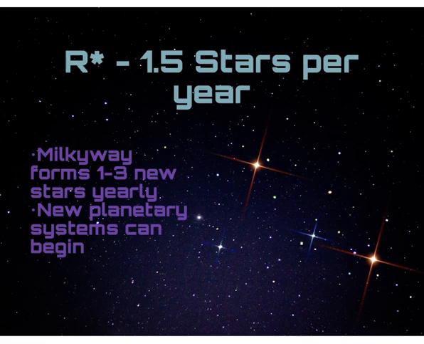The first part of the equation is R*, which is the rate of star formation in the Milky Way. Based on modern observations, astronomers estimate that our galaxy forms about 1.5 new stars per year. Many of these stars form in clusters surrounded by disks of gas and dust where planetary systems can begin to form. This number tells us how many chances per year the galaxy gets to potentially create planets and eventually life.